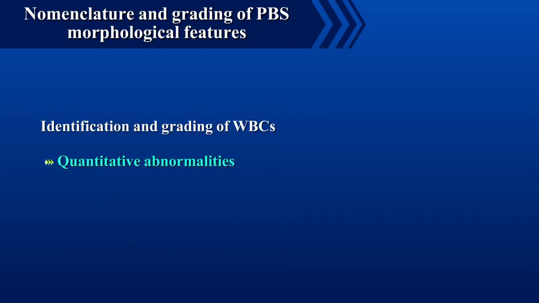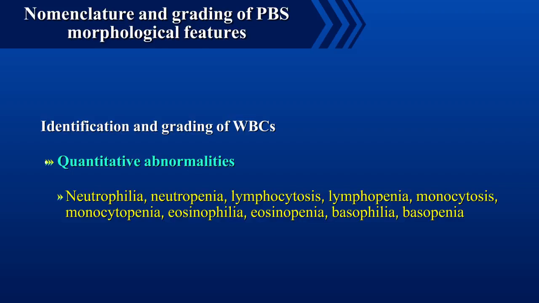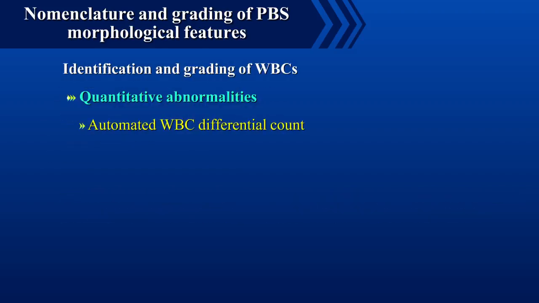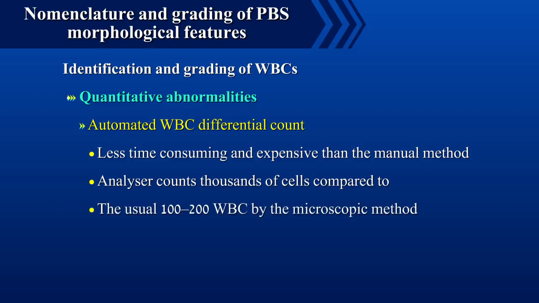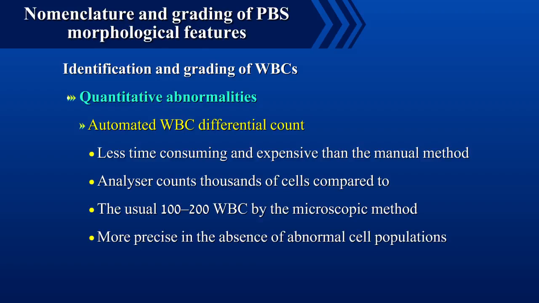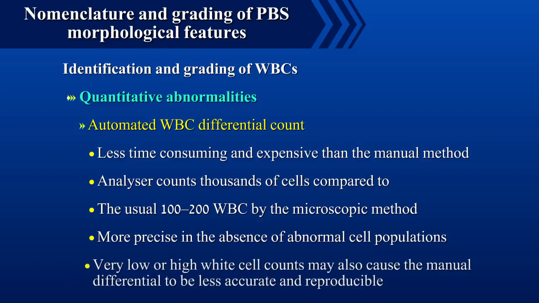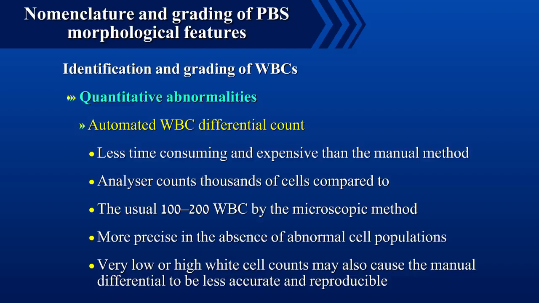Coming to quantitative abnormalities: neutrophilia, neutropenia, lymphocytosis, lymphopenia, monocytosis, monocytopenia, eosinophilia, eosinopenia, basophilia, and basopenia are quantitative abnormalities of white blood cells. The automated white blood cell differential count is less time consuming and expensive than the manual method, and as an analyzer counts thousands of cells compared to the usual 100 to 200 WBCs by the microscopic method, it will also be more precise in the absence of abnormal cell populations. Very low or high white cell counts may also cause the manual differential to be less accurate and reproducible.